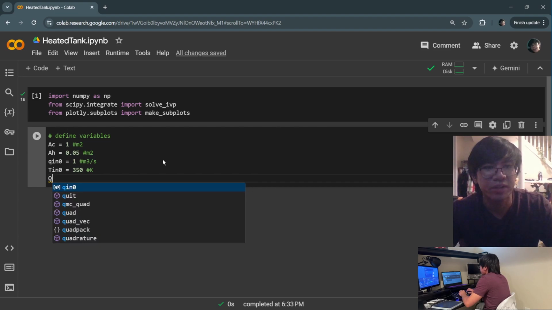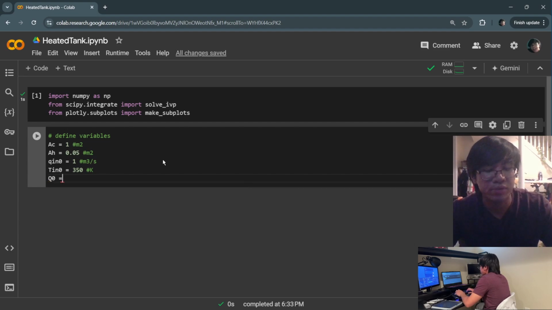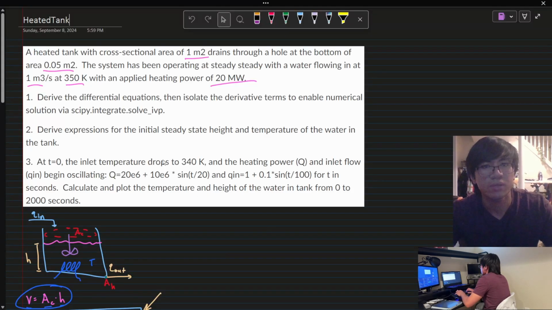Big Q for our heating element component from the heating coil. Big Q initial, and that was 20 megawatts. So 20 megawatts, keep it watts, so we're still in joules per second. So 20 times e to the 6, and that will just be watts. So yeah, we derived those two differential equations and the initial heights.